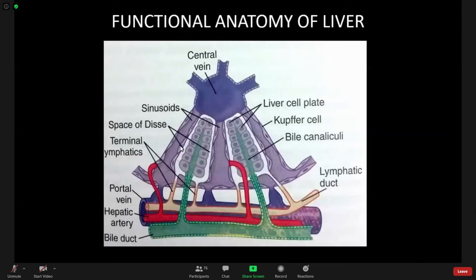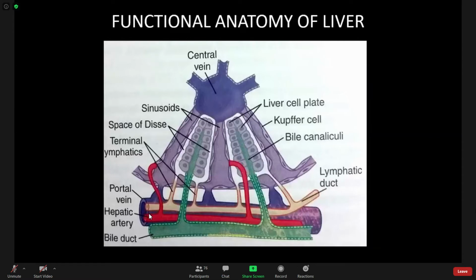Kupffer cell is a resident macrophage in the liver sinusoids. The function of the Kupffer cell is to engulf bacteria and foreign matter. And from these liver sinusoids, blood drains into the central vein. From the central vein, it drains into the hepatic vein, and from the hepatic vein to the inferior vena cava.